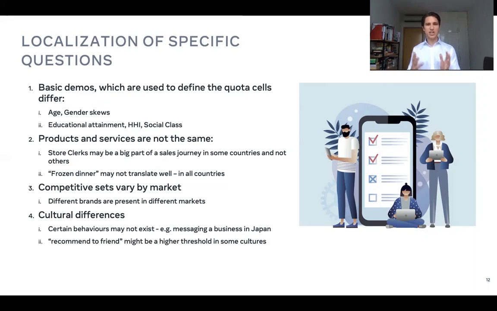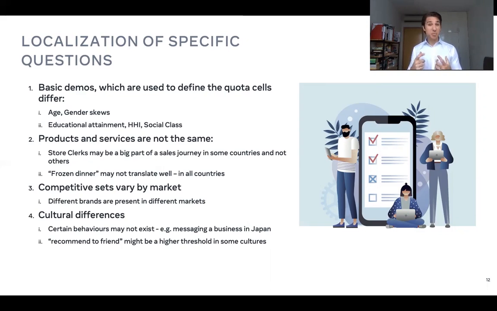And then with educational attainment, income, social class, not only do we need to look at those quotas and how they're filling out, but those questions also differ in different markets. In some cases that may be household income, in others it may be personal income, weekly, monthly, annual, etc.